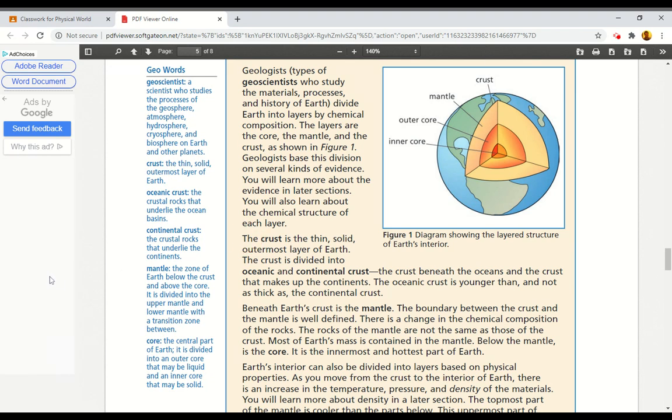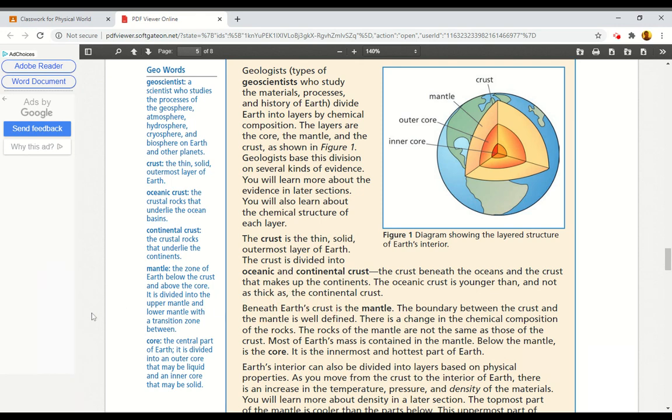The crust is the thin, solid, outermost layer of Earth. The crust is divided into oceanic and continental crust. The crust beneath the oceans and the crust that makes up the continents. The oceanic crust is younger than and not as thick as the continental crust.